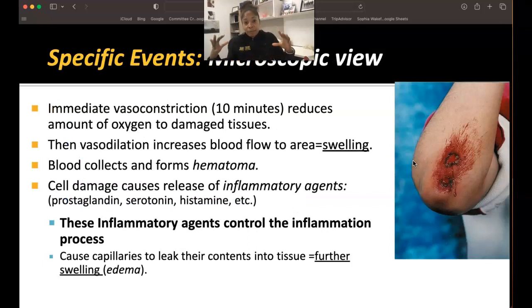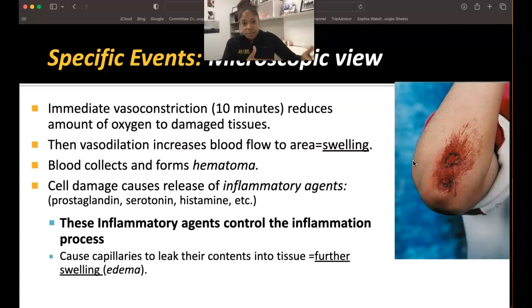From a macroscopic view, this is what I just said, right? We have this immediate vasoconstriction that lasts about 10 minutes, give or take, and there's a reduction in the amount of oxygen or hypoxia that occurs. And so as a result, the cells start to die off. But after that 10 minutes, right, after that 10 minutes, what we see is the release in histamine, go back to the cardinal signs of inflammation. And so we get this increase in new blood into the area.